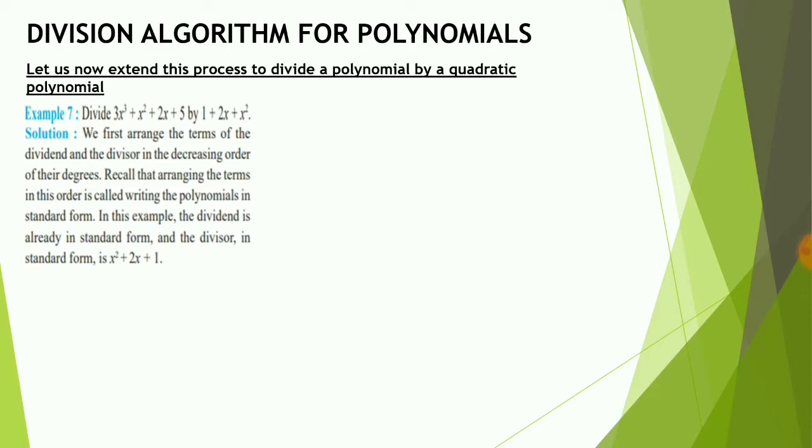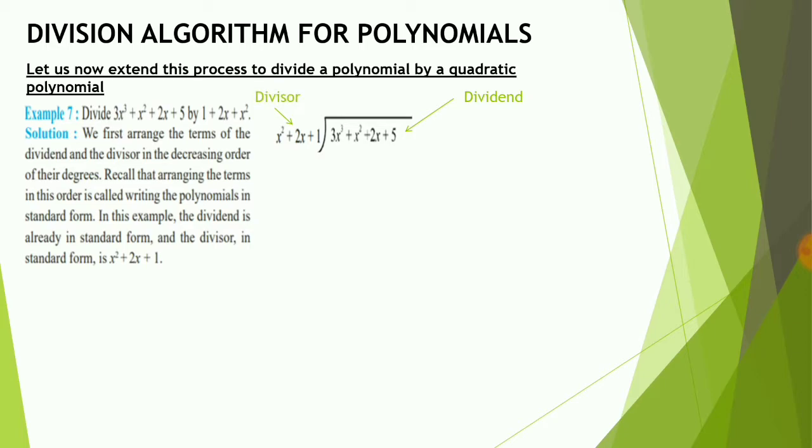So, in this example, the dividend is 3x cube plus x square plus 2x plus 5. This is already in the standard form, but the divisor is not in the standard form. So to put it in the standard form, we'll be rewriting it as x square plus 2x plus 1. Now we'll divide 3x cube plus x square plus 2x plus 5 by x square plus 2x plus 1. Carefully see, this 3x cube plus x square plus 2x plus 5 is called the dividend, and this x square plus 2x plus 1 will be called the divisor. I hope these two terms are clear, the divisor and the dividend.